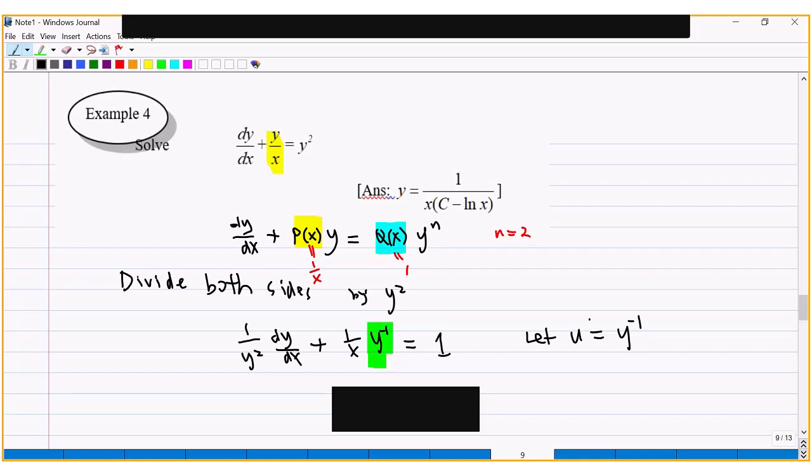Okay, so compare with the equation. After you know that, divide both sides by y power n. n is equal to 2 now. So divide both sides by y power 2, then 1 over y squared dy/dx plus 1 over x times y power minus 1. And let u equal y power minus 1. Just follow the steps, it'll work.